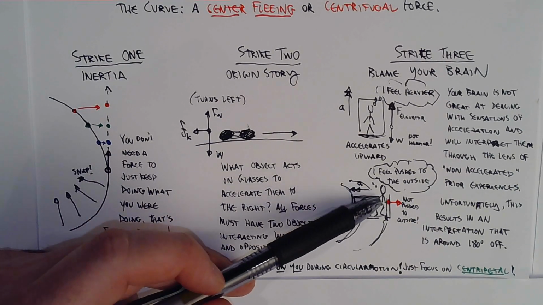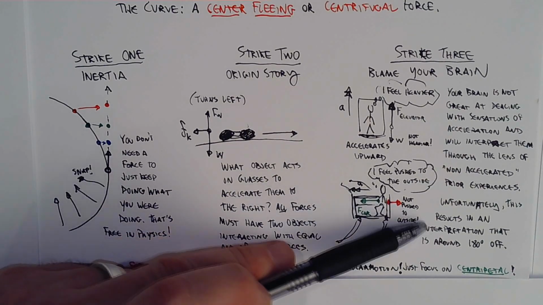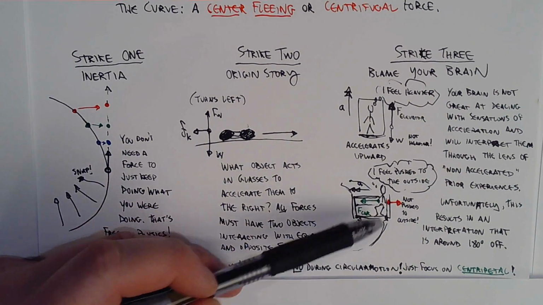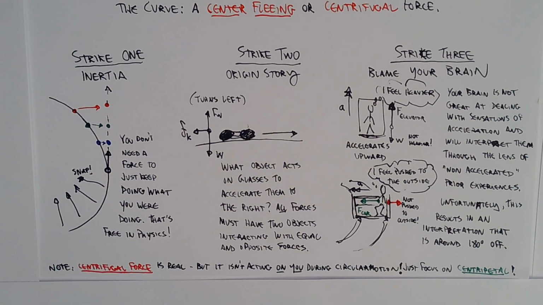The car is pushing you in towards the center. You're pushing out on the car away from the center. No matter where you are on the ride, you're going to be pushing out on that car. That is a centrifugal force. A centrifugal force is simply a force that's always acting to the outside. And it's a natural thing to see when things are moving in circles. But it doesn't generally affect the object that we are interested in.